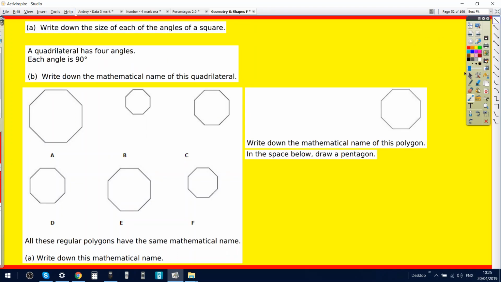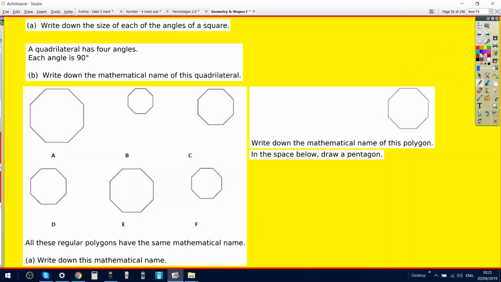Okay, how about top left? Write down the size of each angle of a square. Is it 90 degrees? Yeah. Let's say this one down here.